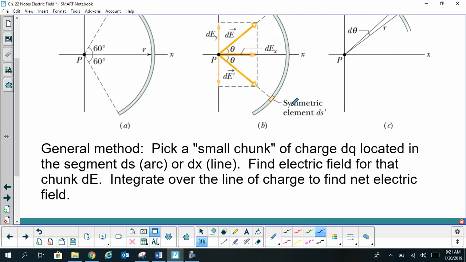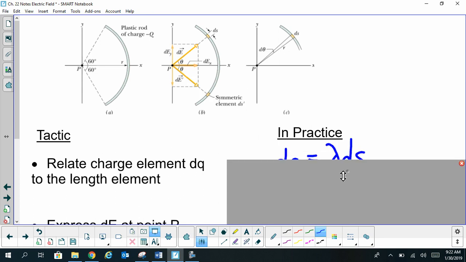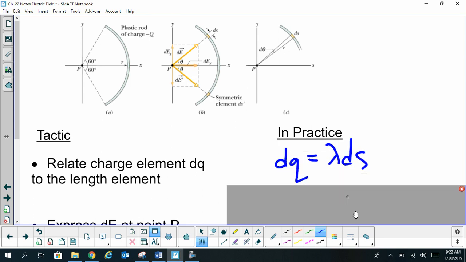Again, we're going to be looking at this situation. Our first tactic is we need to relate our charge element dq to our length element, and in this case our length element is ds. If you think back a couple of slides ago, we do that through a linear charge density, right? So this is true: dq, that little charge, is equal to the linear charge density times that little length, ds, this guy right here. Okay, so there's our first tactic.